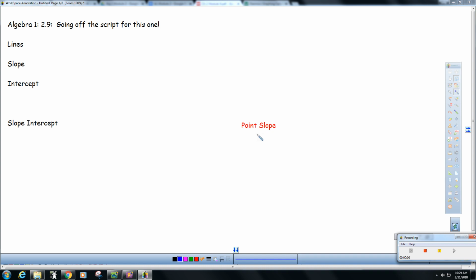We're going to go off the grid for this one. I don't like these sections in the book that are all discovery-based, so I'm just going to teach you what you need to know. I think you guys will like this more.